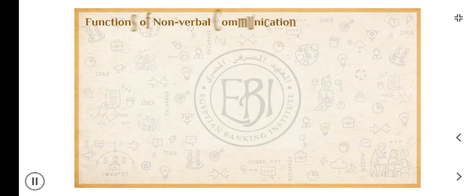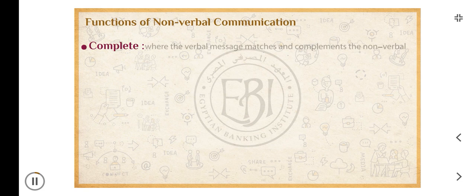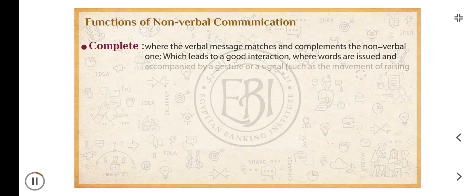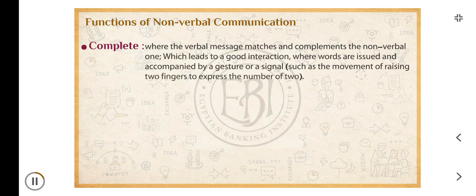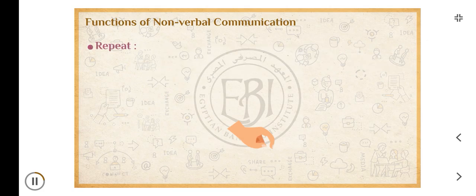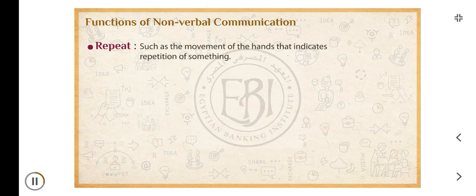Functions of nonverbal communication. Complete, where the verbal message matches and complements the nonverbal one, which leads to a good interaction where words are issued and accompanied by a gesture or signal, such as the movement of raising 2 fingers to express the number 2. Repeat, such as the movement of the hands that indicates repetition of something.